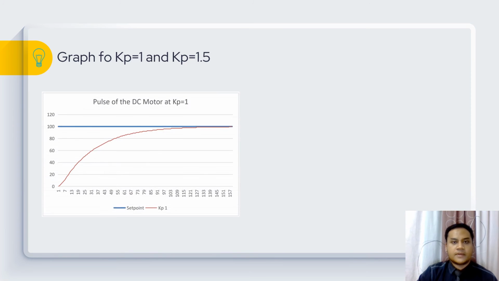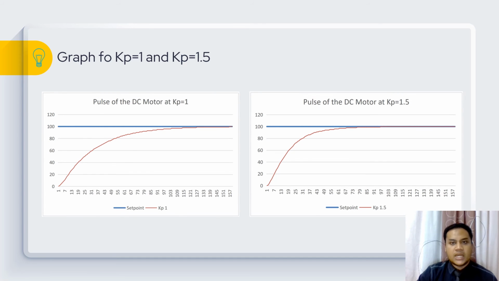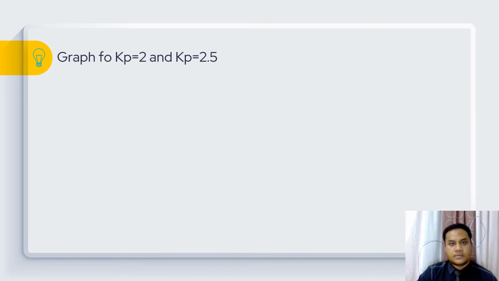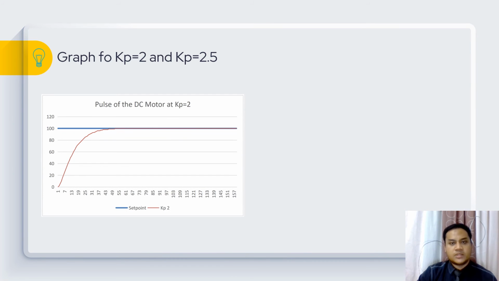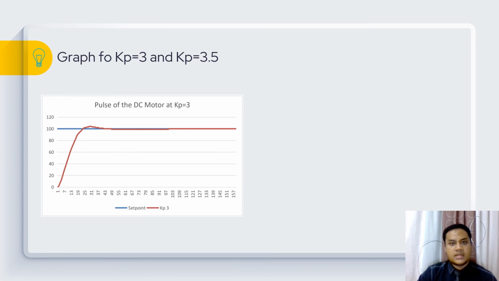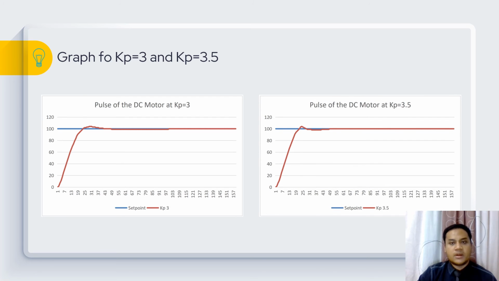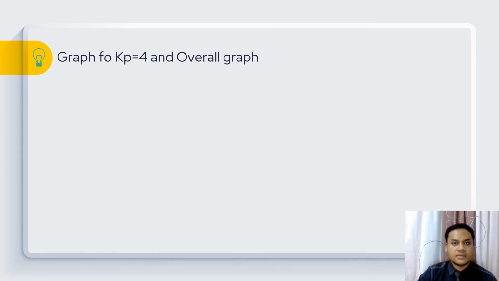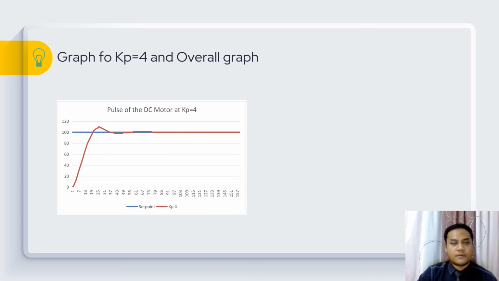Okay, for the graphs of Kp 1 and Kp 1.5, we can see that the movement of the system is slow. Then, for the graphs of Kp 2 and Kp 2.5, the movement of the system is getting better. The graph of Kp 3 showed that the system moved fast but had a little sway angle. But for Kp 3.5, the movement of the system is fast and the sway angle was eliminated quickly. Kp 4 showed that the system moved fast with a huge sway angle.